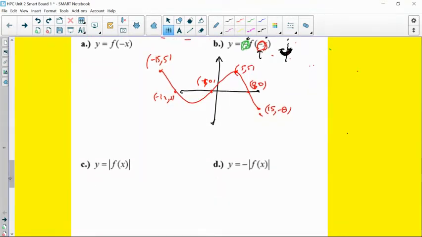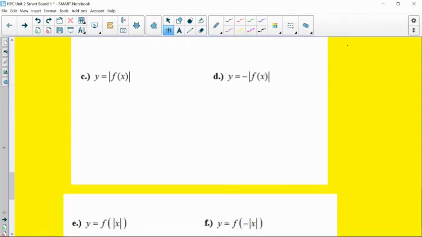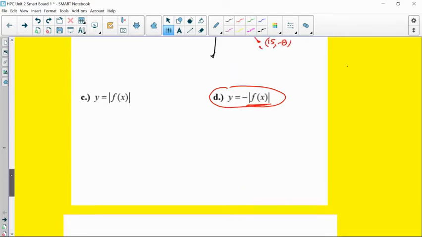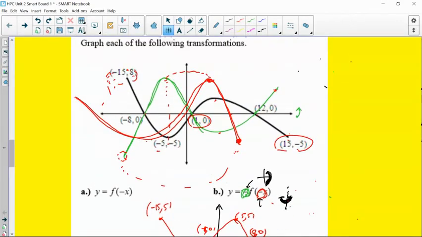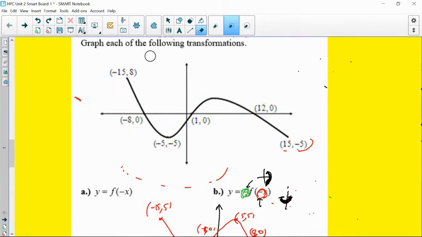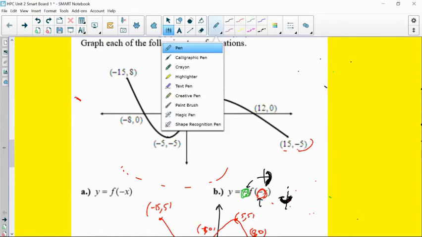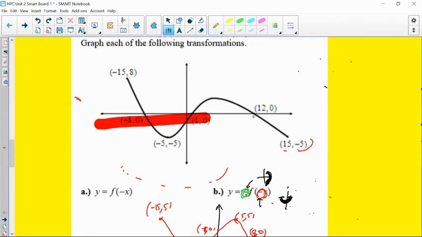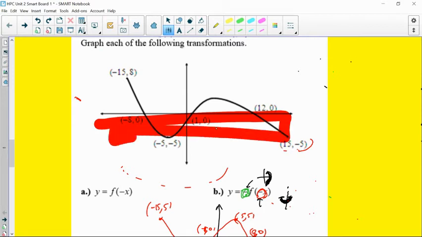Let's do something like maybe this one right here, part D. It says do absolute value, but then take their opposites. So if you think about what absolute value would have looked like, if I erase this and start over: absolute value means take anything that's below the x-axis and reflect it above, in terms of it being positive.